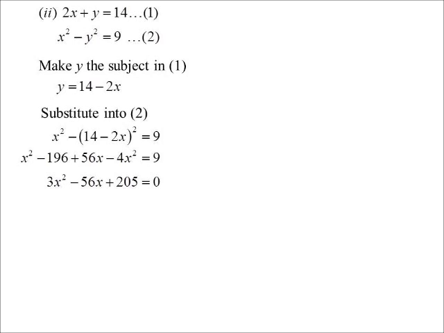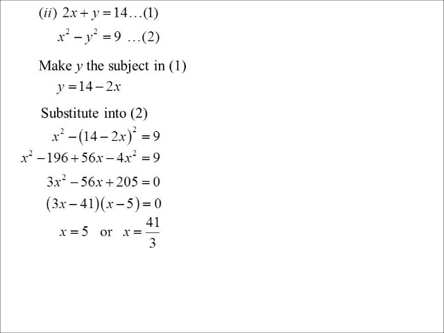Oh my goodness, multiplies together to give 615. Adds together to give negative 56. Oh, yeah, that's right. Oh, yeah, that's what I got too. Okay, so there it is, factorised.